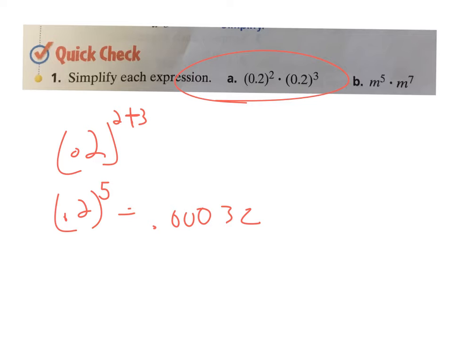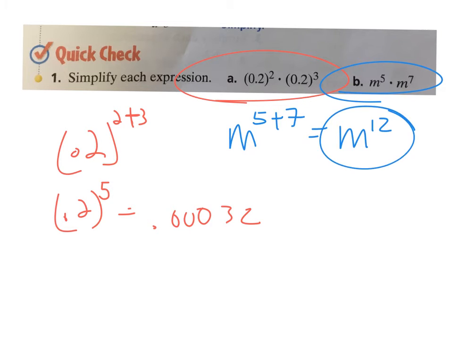The second one here, m to the 5th times m to the 7th. So again, that's m to the 5 plus 7, which is technically m to the 12th. That's it. There's nothing else you can do with it.